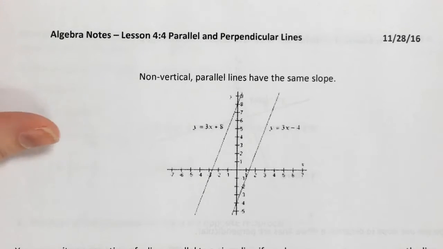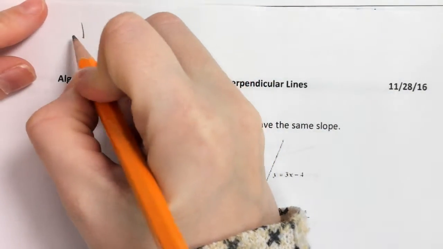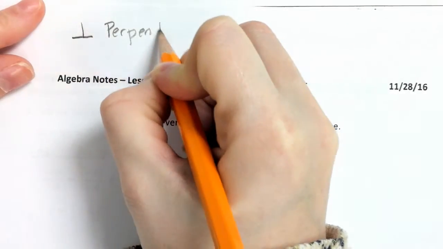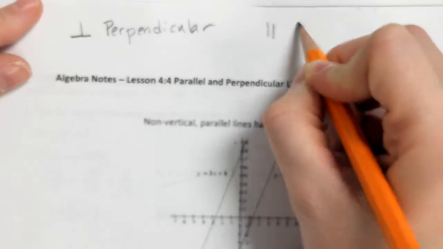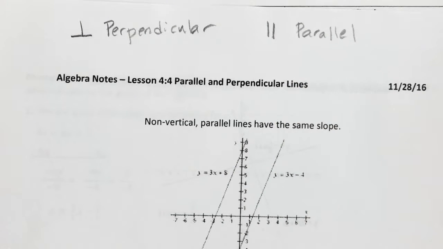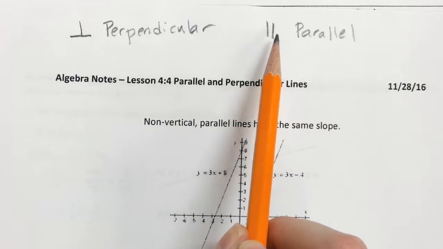Okay. If you want to write this at the top of your paper, you can use this symbol right here. This means perpendicular. And this symbol means parallel. On some of these questions, you're going to have to write out a sentence or two. So if you want to use those symbols to abbreviate a little bit, that's okay. Just don't mix up your symbols. But they make sense because this one has 90-degree angles. This one, they're parallel.